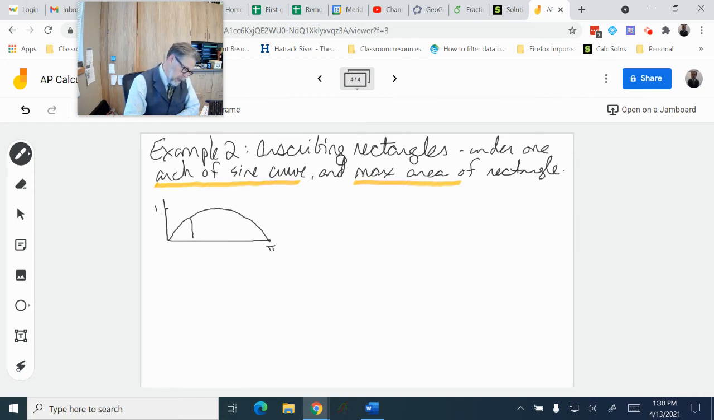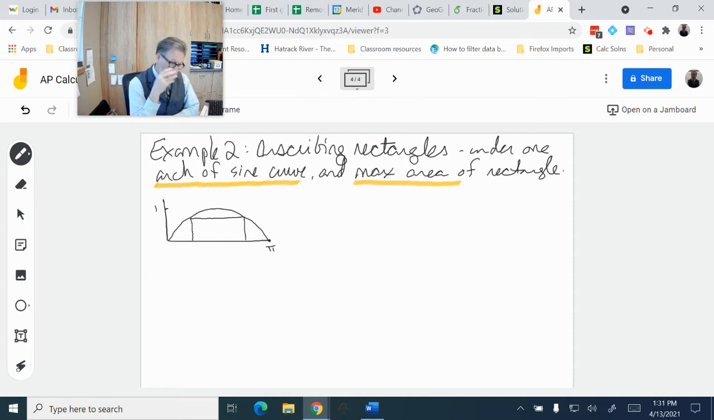I'm going to go ahead and draw myself a rectangle that is underneath the arch of the sine curve. You'll notice that the problem doesn't say that the corners have to touch the sine curve, but of course it wouldn't be a maximum area if they didn't touch.